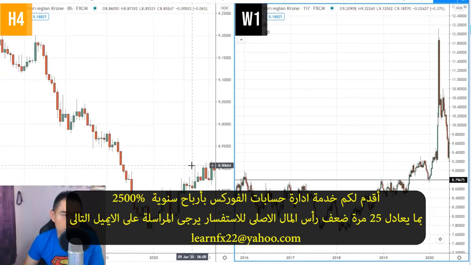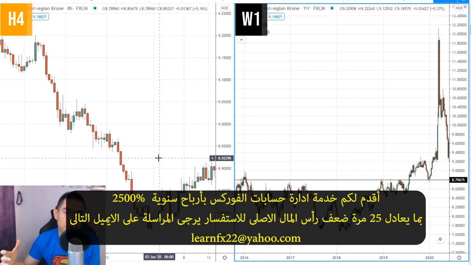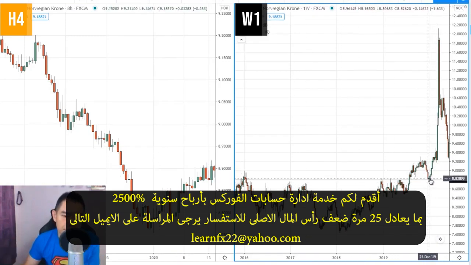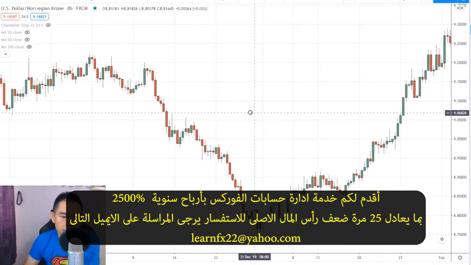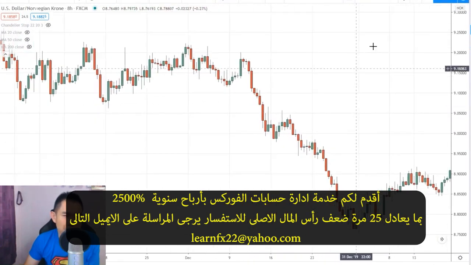Okay, so now let's go back to our trading time frame, the 8-hour time frame. On the higher time frame, the weekly time frame, the price has come into this area of support, previous resistance that could become support. So now let's look at the 8-hour time frame.